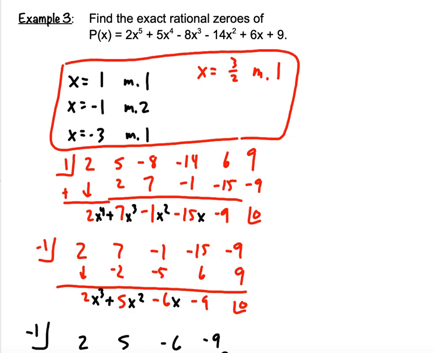And there's our zeros. X equals 1, multiplicity of 1, so 1. X equals -1, multiplicity of 2, so that's 2 more, that's 3. X equals -3, that's a multiplicity of 1, so that's 1. And x equals 3/2, that's a multiplicity of 1, so that's the fifth one. The highest power of x is x to the fifth, so we have our 5 rational zeros.